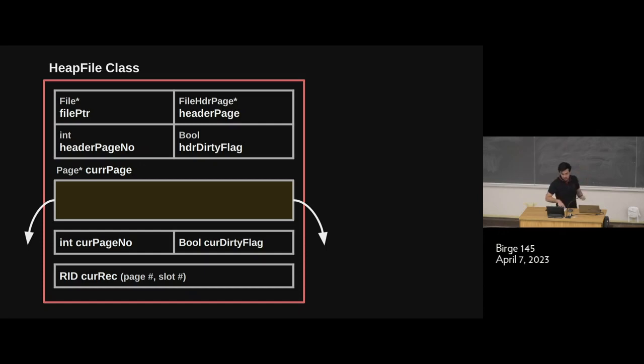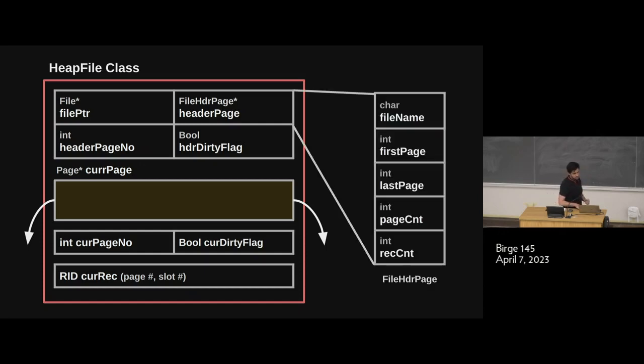just talked about. This header page contains a bunch of information about the file itself. So it contains the file name, right? So what file is this? The first page number, since the heap file can contain many pages inside it. So what is the page number of the first page? What is the page number of the last page? What is the page count? And finally, what is the record count or the row count inside this file?